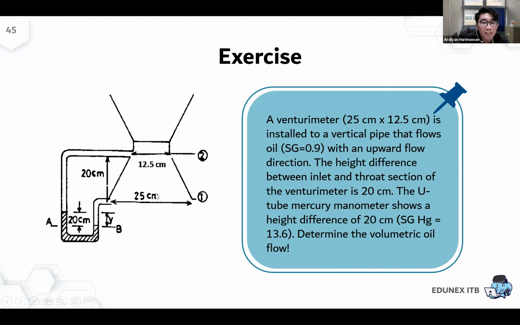So it's not like the horizontal one. In the horizontal one, there is no height difference in terms of the Venturi, just a height difference in terms of the manometer. But in this case, you will have a height difference in the manometer and a height difference in the Venturi. So please be careful when you derive the Bernoulli equation. Please try to do it at home, and then we can discuss it in our next class.